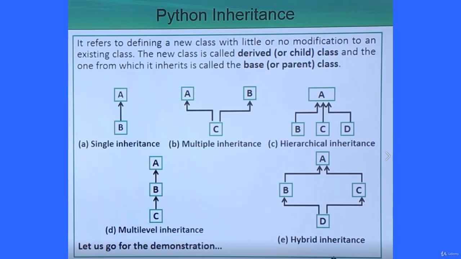This is hierarchical inheritance: only one base class and multiple derived classes. Here I have shown 3 derived classes. It may be 2 also, it may be 5 also, it may be 7 also.